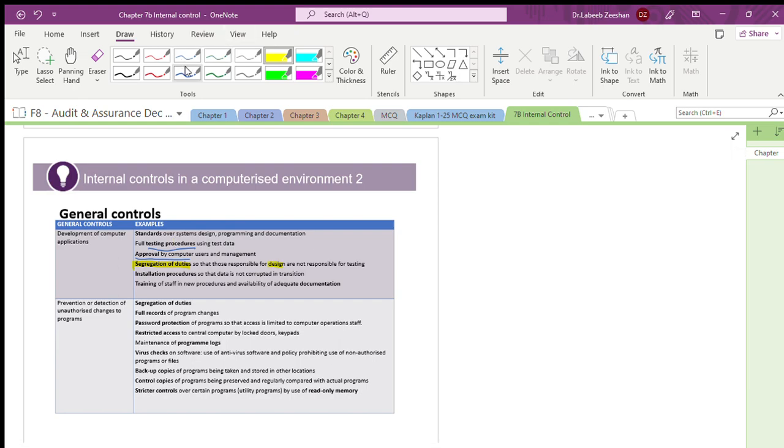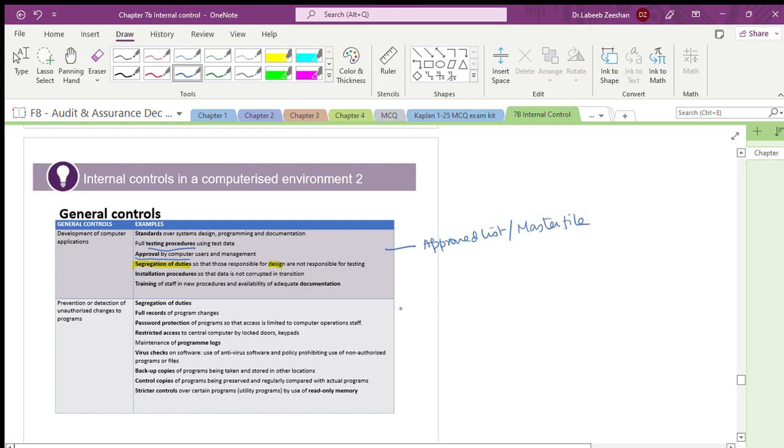Why do we use this, you ask me? Why do we say that we want general IT controls? Whenever we have the approved list, we should have an approved list, or we have a master file. We will discuss the same concept in the questions when we do. You have the approved list, you have the master file. This approved list and master file should be accessed by the authorized person only.